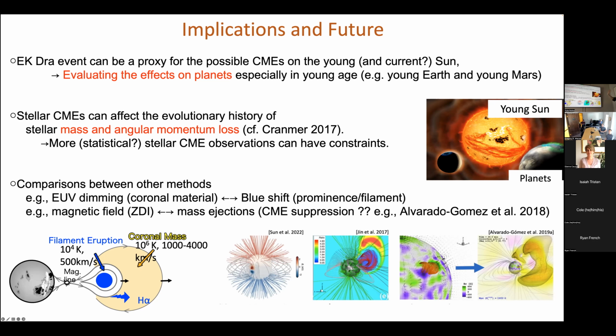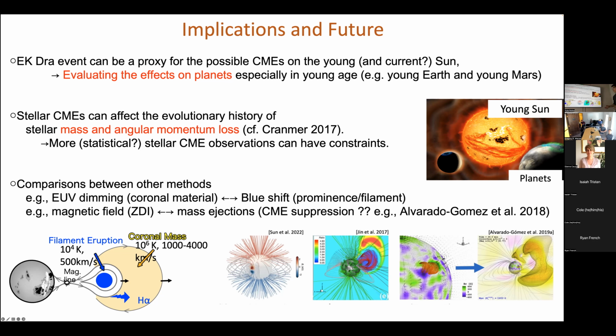This is the first step to estimate the energetic particle strength to trigger the carbon-14 increase. But this is step by step, so a very long way. And also, the mass ejected from the superflare is very large. So some people discuss that stellar CMEs can affect the evolutionary history of stellar mass and angular momentum loss. And because the Sun is losing some mass, but more statistical investigation is needed.